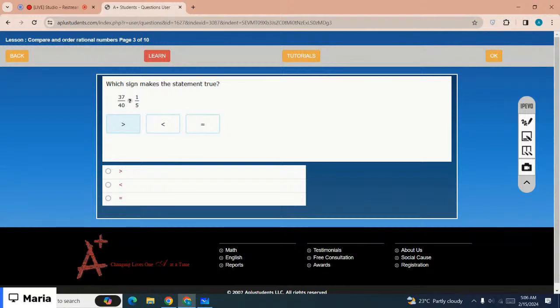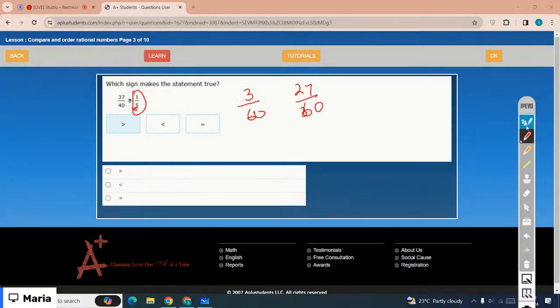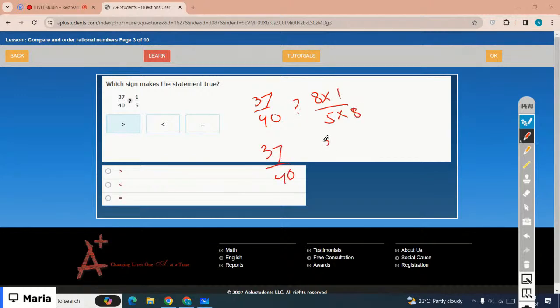The next one is, which sign makes the statement true? 37 over 40 and 1 over 5. The first thing is you need to make their denominators same. So let's just multiply 1 over 5 with 8 because 5 times 8 is 40. So 37 over 40, 8 times 1, 5 times 8, right? So 37 over 40 and that equals 8 over 40. So which is the correct option?